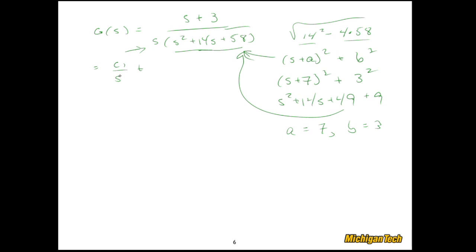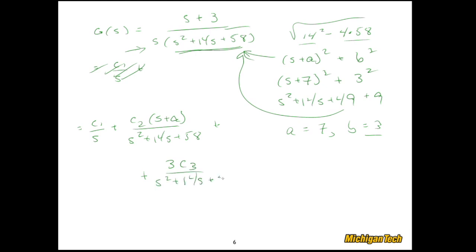Okay, so now I can finish breaking this up. Let me continue down here where I have a tad more room. C1 over S plus, I'll have a C2 S plus A over this denominator plus, I guess I ran out of room anyway, 3 times C3 over that denominator. Now, I said we're going to do about half of this. Here's the next part to finish this off.